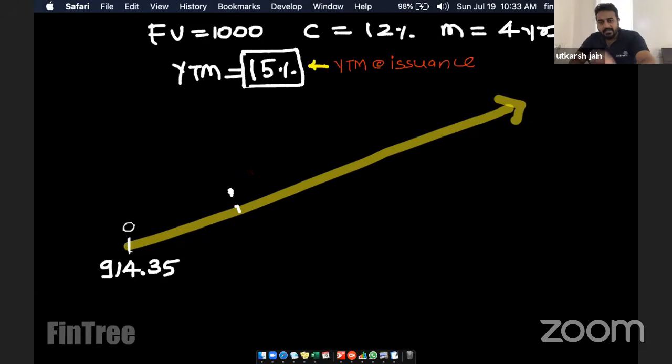So keep the IY the same at 15, but when I reach year 1, the remaining number of years are only 3. So in your calculator, don't do second clear TVM, just make N as 3 and then compute the present value. Overwrite the number: 1000 future value, 120 payment, 15 IY, but keep N as 3 now. So now you're getting 931.5.